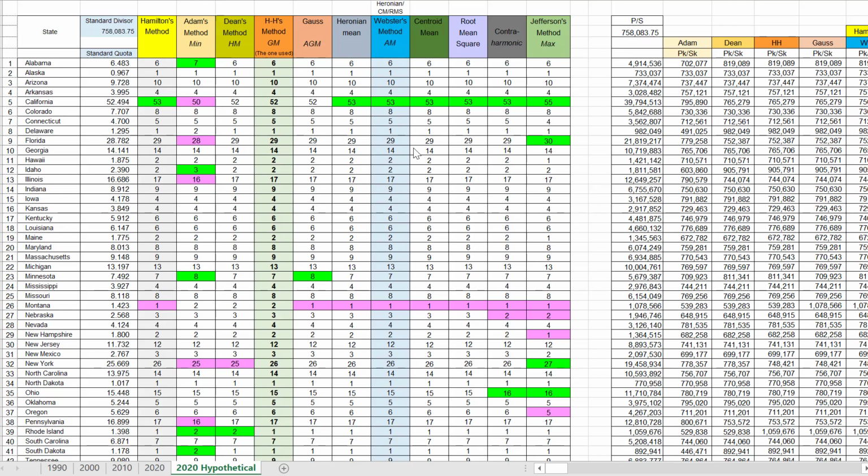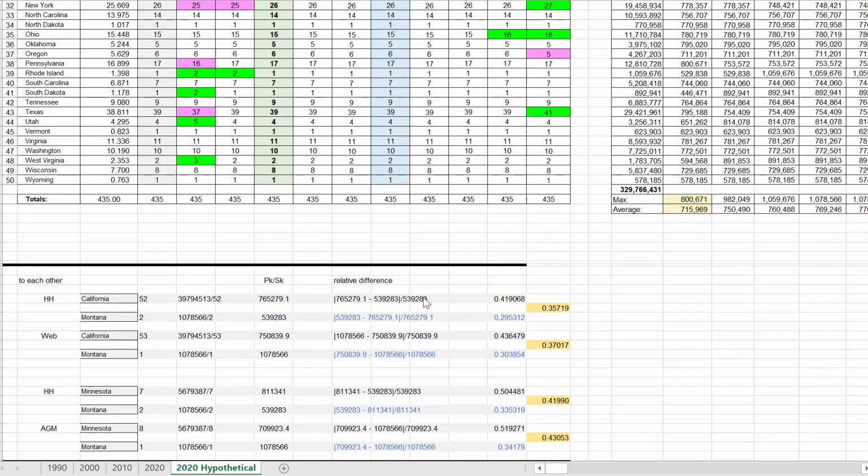If I look at the one with Gauss in between, Huntington Hill, so I can compare Huntington Hill to the Webster, to the Gauss, arithmetic geometric mean. Again, relative to each other, so one state to another divided by the smaller people per seat. Huntington Hill will be smaller, and even with the other one, it'll be smaller. So the total average, if I were to do a double sum, Huntington Hill is smaller than that arithmetic geometric mean.